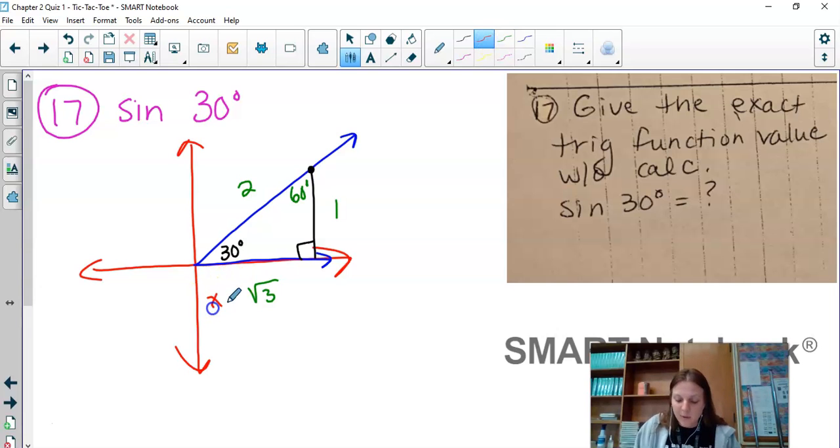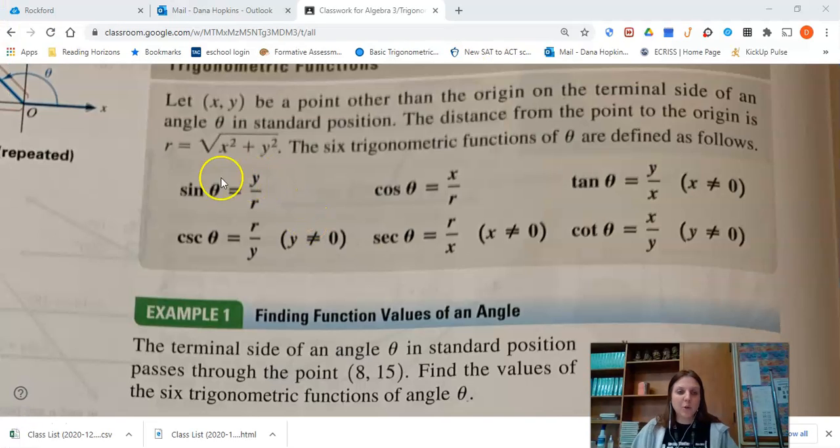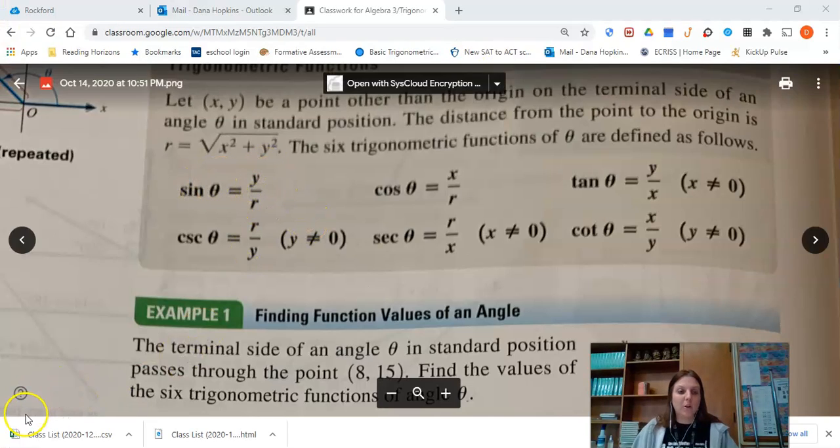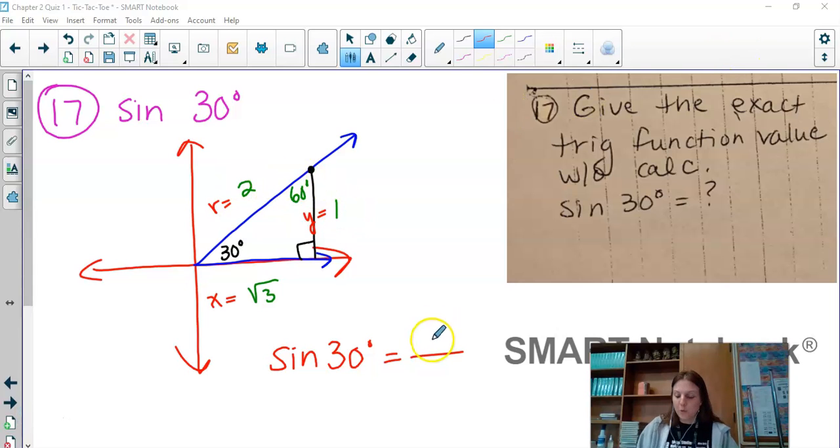Label them. You've got the x-axis, so that's x. The hypotenuse is always r, and the other side is y. Okay, we're looking up the sine of 30. This is on page 22. The sine is y over r. That means 1 over 2. And in this case, we don't have to worry about reducing, so the sine of 30 degrees is 1/2.